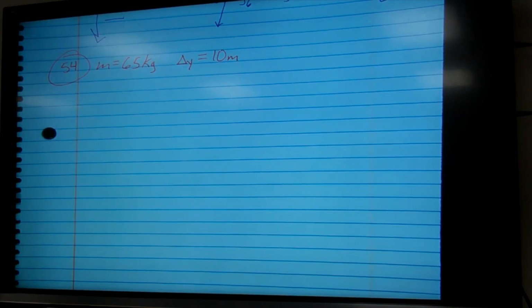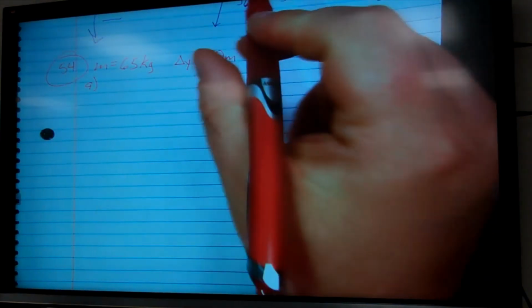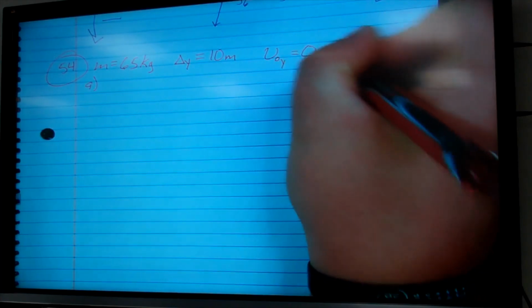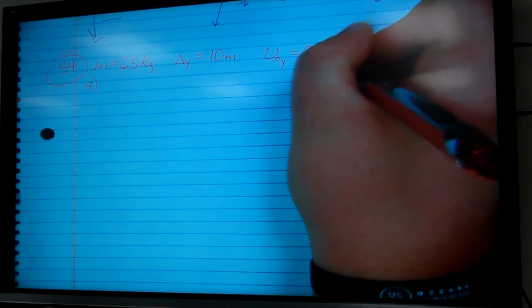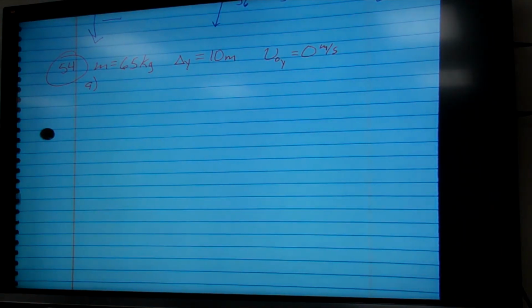Find the diver's velocity when the diver hits the water. So in this case, we're looking at part A. The diver's going to start with an initial velocity in the y direction of 0 meters per second.